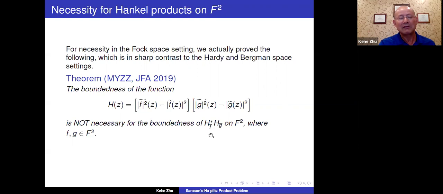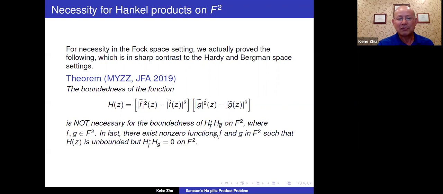And then we realized in 2009 that this direction is actually false in this case. For the Fock space, there are examples where this operator is bounded, but this function is unbounded. We can actually construct a more extreme example. There are non-zero functions in the Fock space such that this Hankel product is actually zero. When I say it's zero, it means that when you apply this to a certain dense set in F2, you actually get zero. We were actually able to write down examples like this.